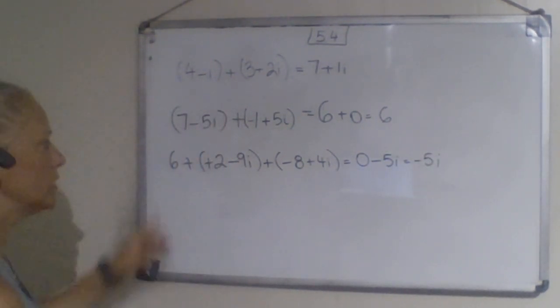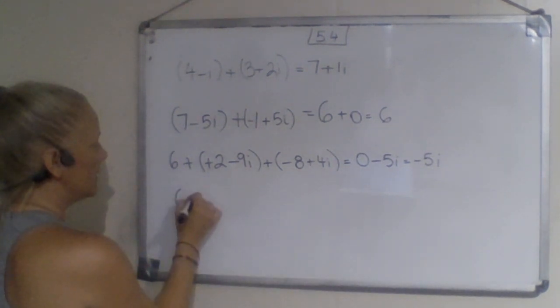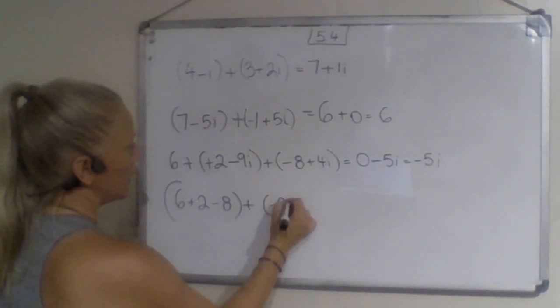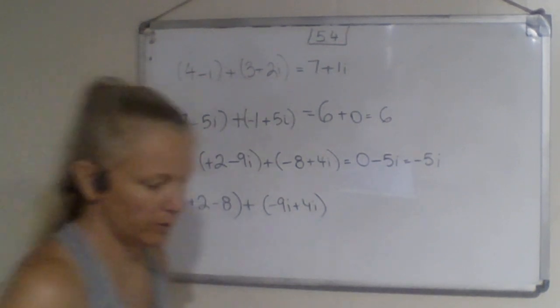The other way to go on this, I'm just trying to make it shorter for you, would have been to do 6 plus 2 minus 8. These are all of your reals, plus negative 9i plus 4i. You can group them and go from there. That's exactly what we did. We don't need to do it that way.